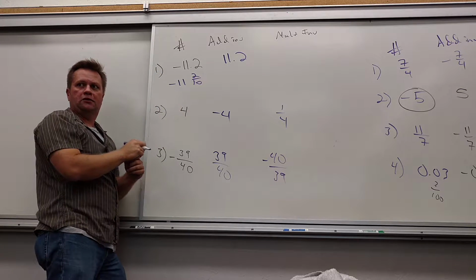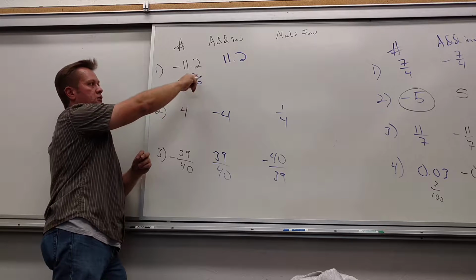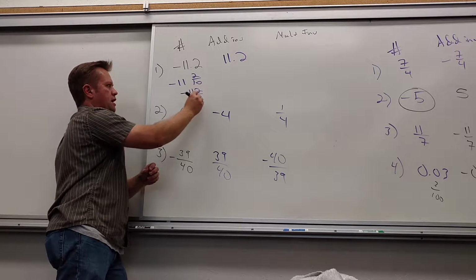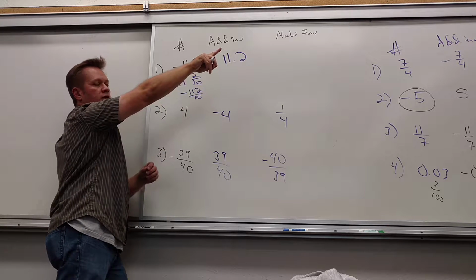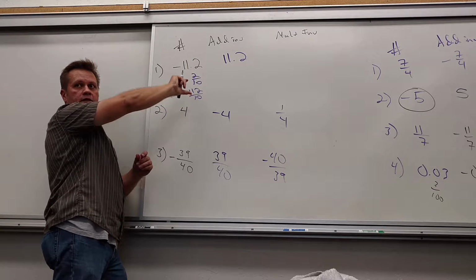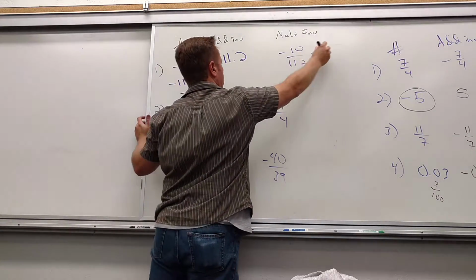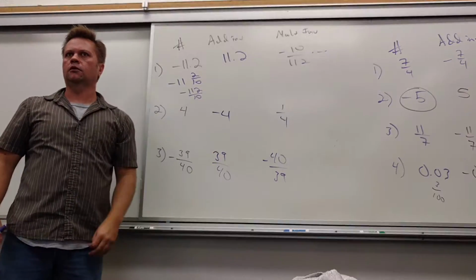That's how you multiply by 10, right? Yeah. 10 times 11, 110 plus 2? 112. So that's a negative 112 over 10. So what's the multiplicative inverse? Negative 10 over 112. Yeah. Which you could reduce. I don't really care.